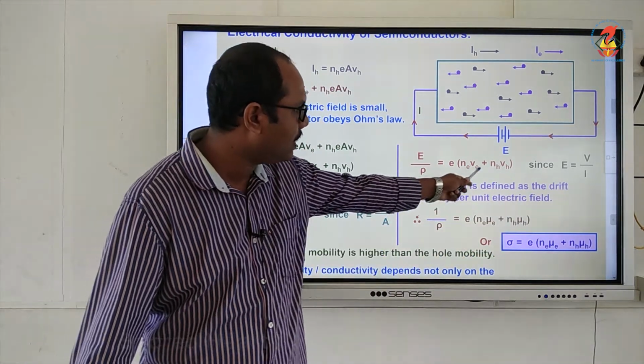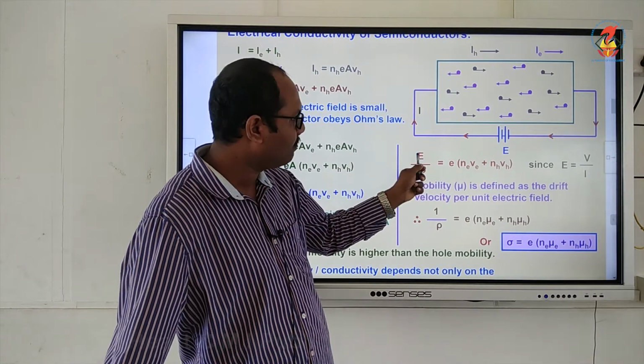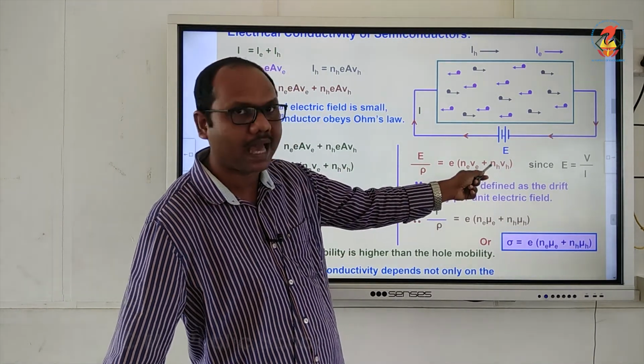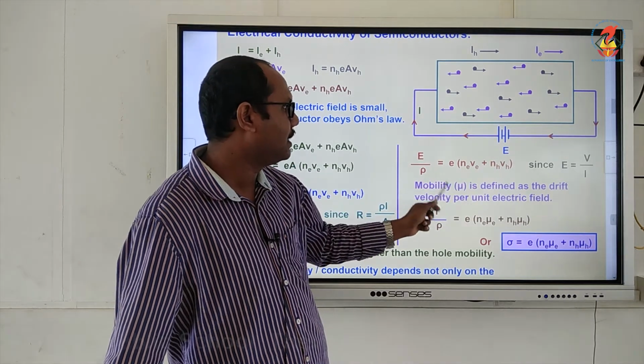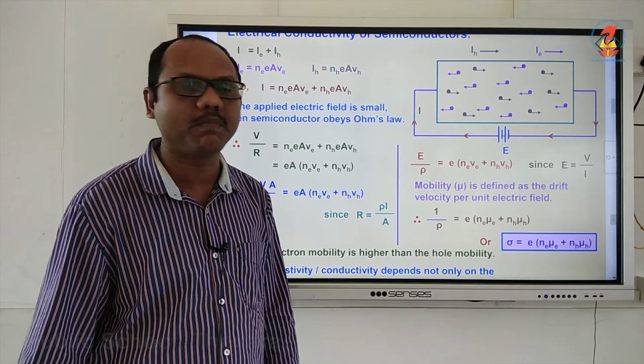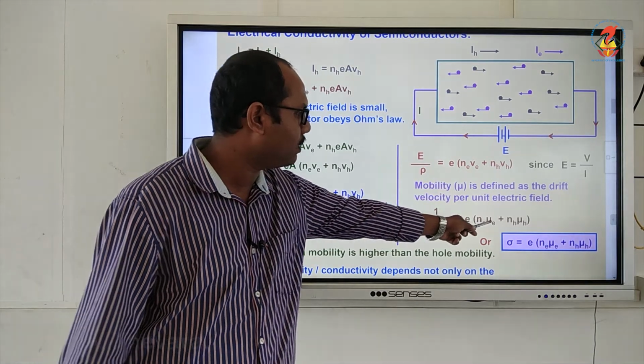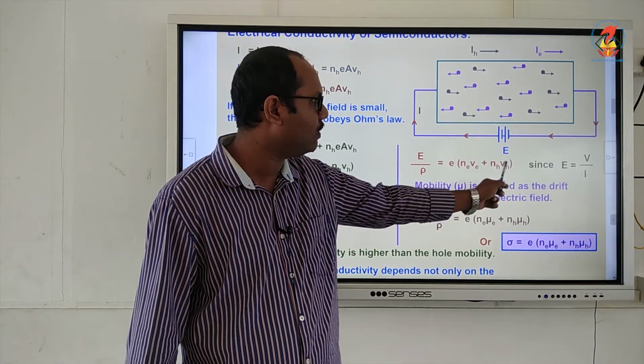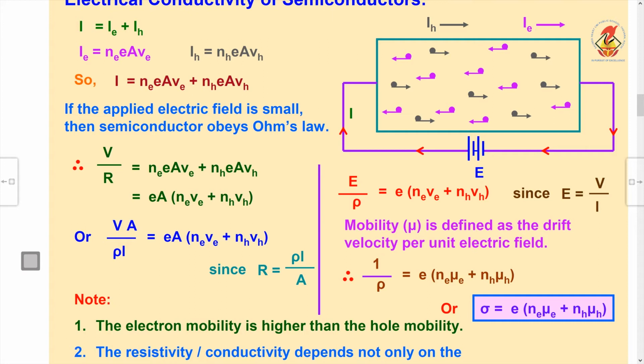So instead of VE and VH, I just divide the equation by capital E, which is the electric field, and drift velocity by electric field is called mobility. Therefore, I just wrote mu E and mu H instead of VE and VH. You think like this: VE by capital E is mu E and VH by capital E is called mu H. So our final equation becomes sigma is equal to e into Ne mu E plus NH mu H.